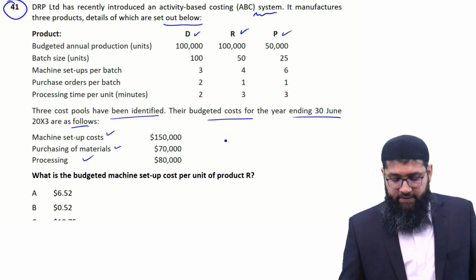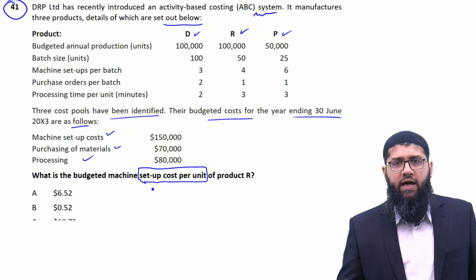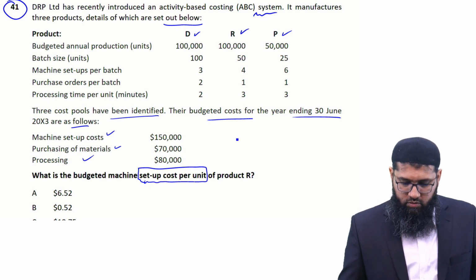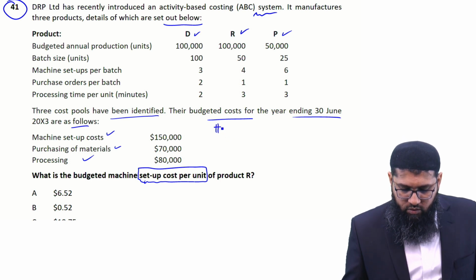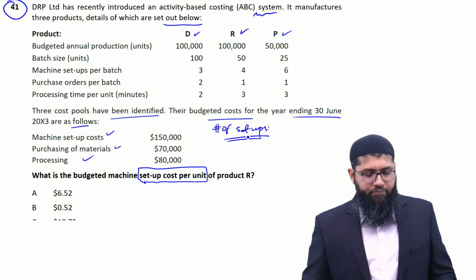What is the budgeted machine setup cost per unit of product R? Try to understand this. You would say, number of machine setups are needed.